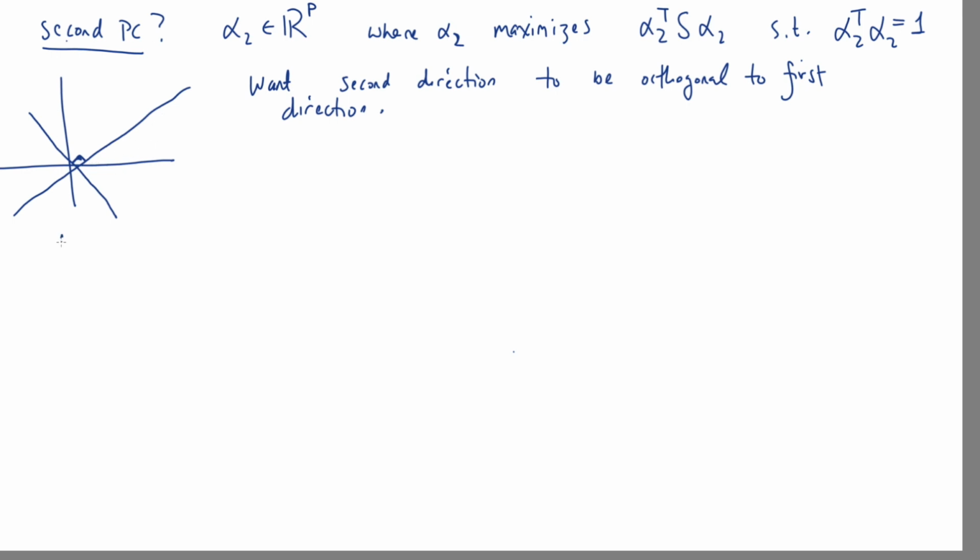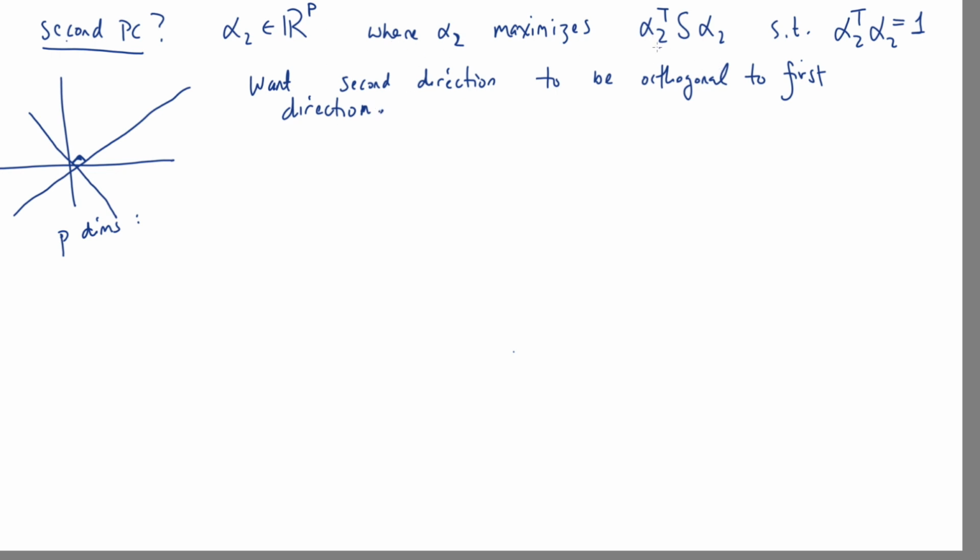But in higher dimensions, in p dimensions, after you find the first principal component, you have p minus 1 directions to look at that are orthogonal to the first one. The number of orthogonal directions in higher dimensional spaces is larger. So you should really think about this in p-dimensional space.